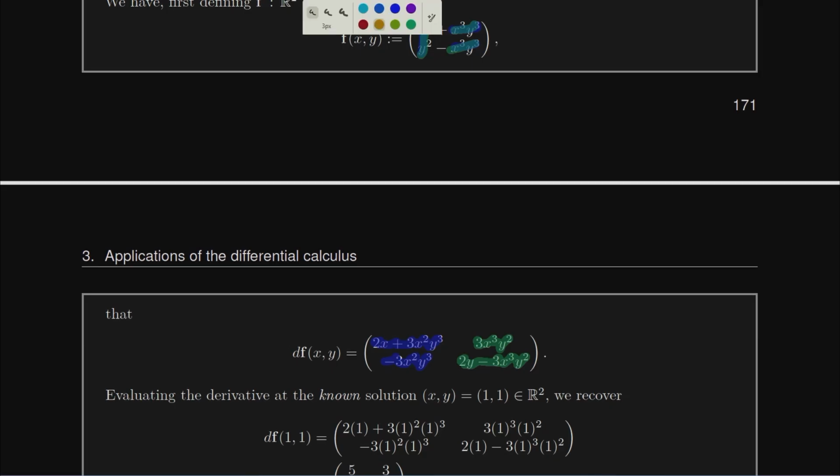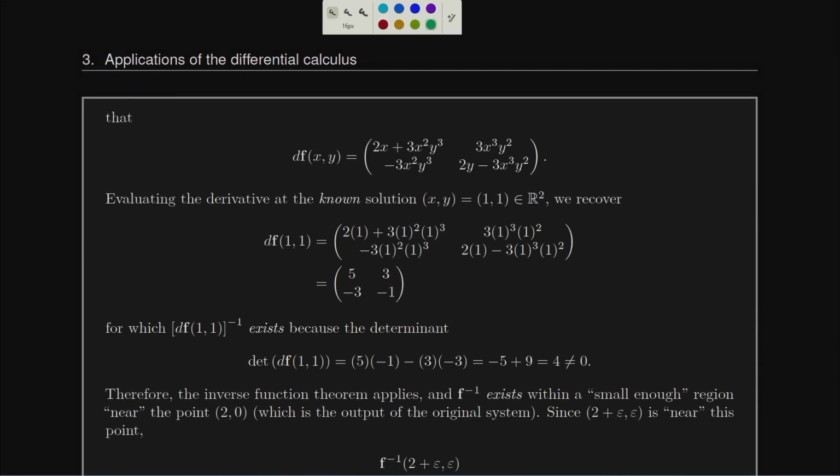I care specifically about the value of this total derivative at the solution I already know, which is the point 1 for x and 1 for y. When I plug 1 in for x and y in my total derivative, I get the matrix 5, 3, negative 1. Does the inverse of this derivative exist? The answer is yes, because when I compute the determinant, I get 4. Since the determinant is non-zero, the inverse exists.